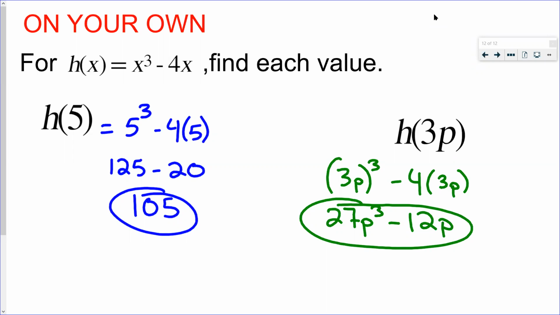And this one, when we inputted 3p, we have 3p cubed. Well, 3p cubed. 3 cubed is 27. P cubed is just p cubed. Minus 4 times 3p is 12p. These are not like terms, so we cannot combine them.